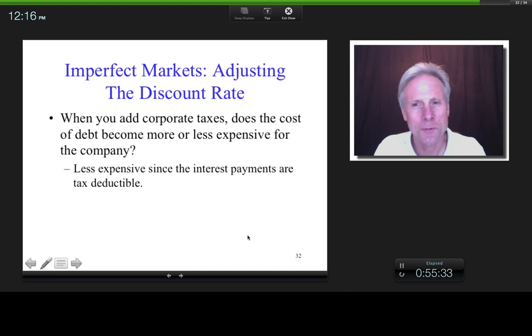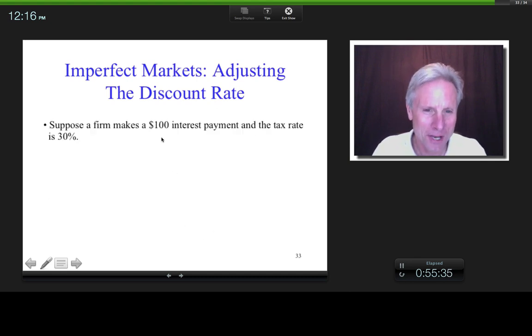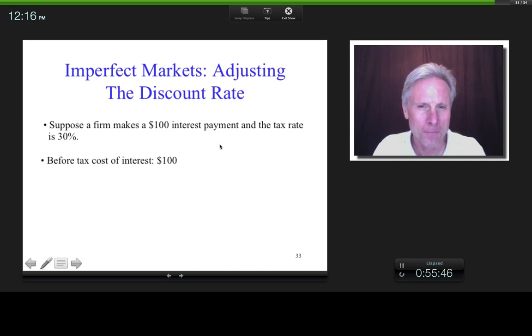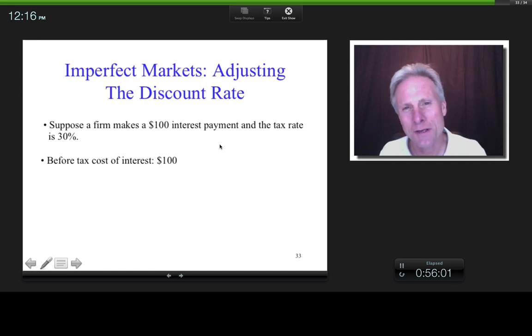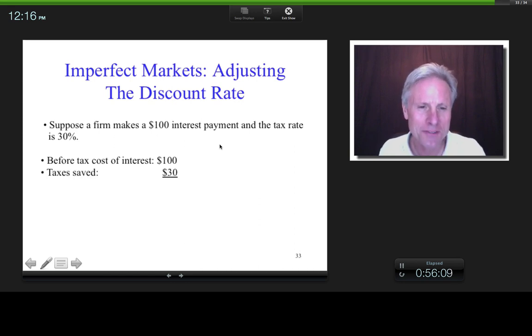So let me show you an example. Let's say a firm makes a $100 interest payment and the tax rate is 30%. So there's their interest payment. We haven't talked about any tax impacts yet, but because of that $100 interest payment, does that mean they'll pay more taxes or fewer taxes? Fewer taxes, right? How much less in taxes if the tax rate is 30%? $30, right? So in other words, they'll save taxes of $30.